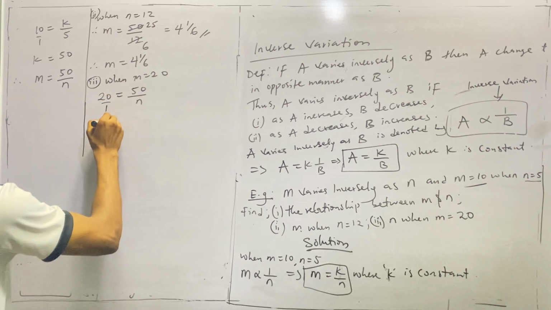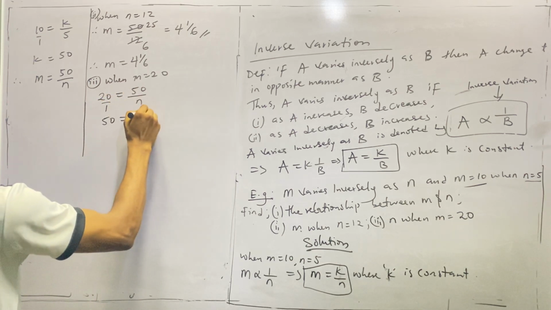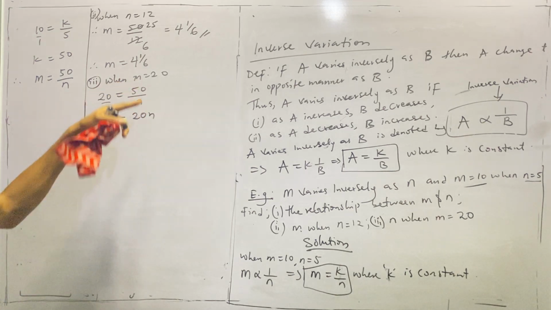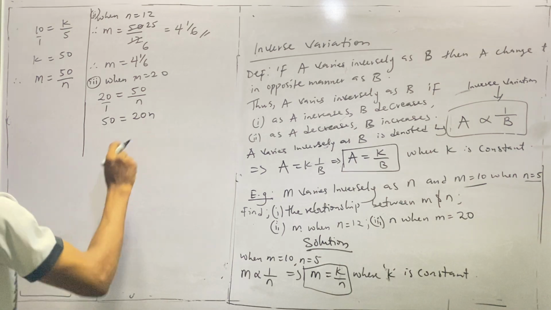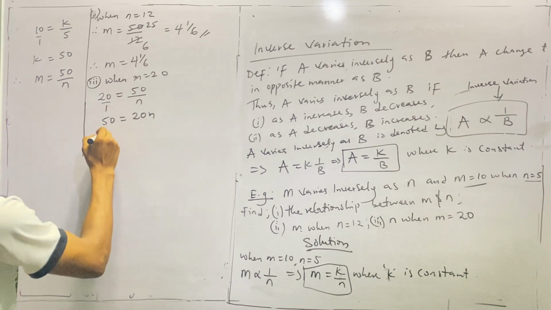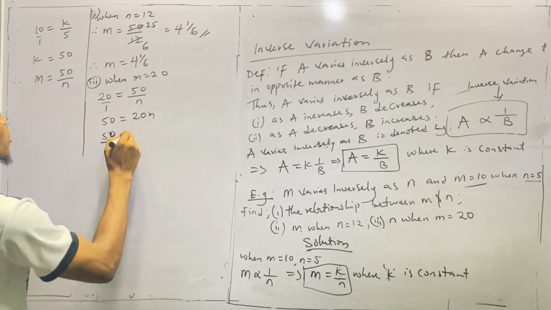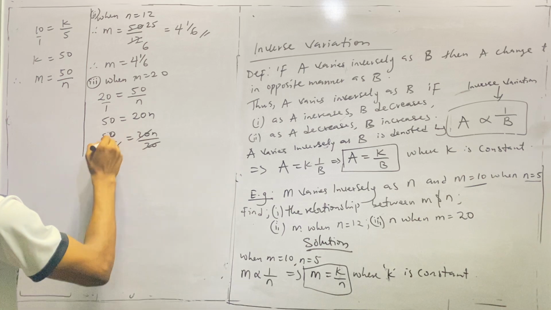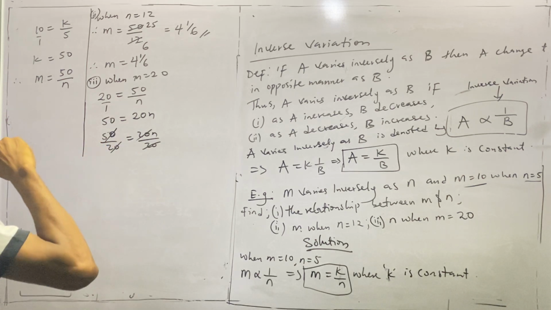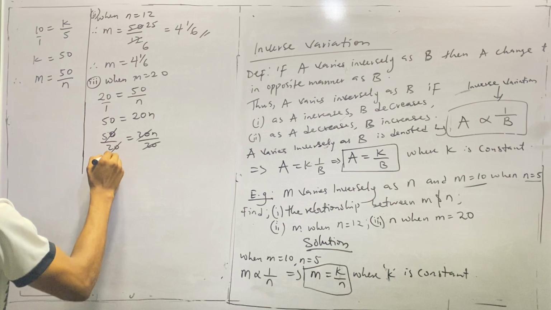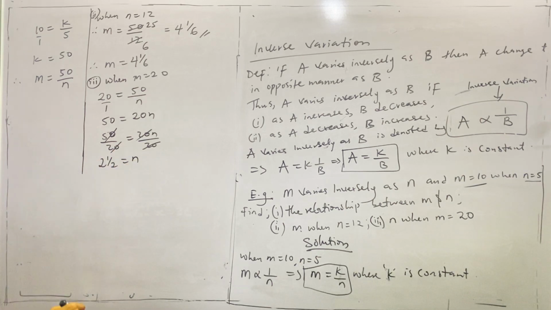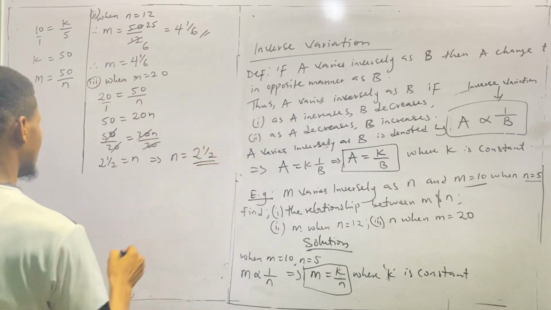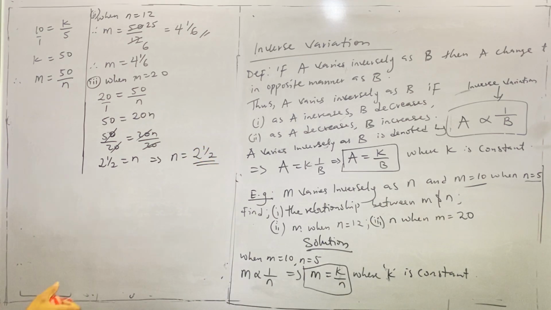Cross multiplication: 1 times 50 is 50, and 20 times n is 20n. Remember, we are looking for n. To make n the subject, we divide by 20. So I have 50 over 20 equals 20n over 20. The 20 cancels 20, and 10 into 50 gives 5, 10 into 20 gives 2. So we have 5 over 2, which is 2.5. So this implies that our n is 2.5. That is the value of n.